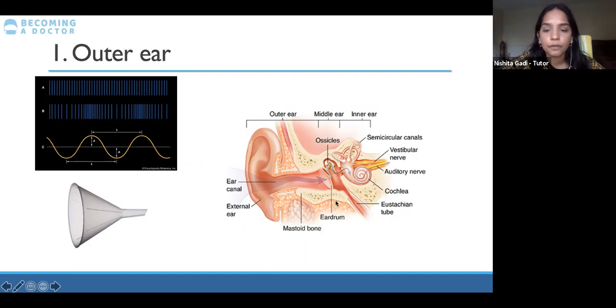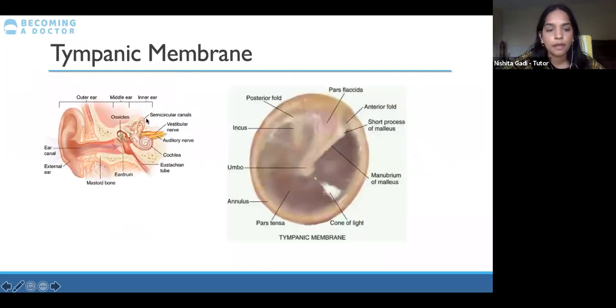So then we move on. When it hits the eardrum, the tympanic membrane vibrates. Here's a little view of the tympanic membrane. This is what you could see if you look through an otoscope, or what you should see, sometimes it's quite hard to handle, but what you should see is something like this if it's a healthy tympanic membrane.